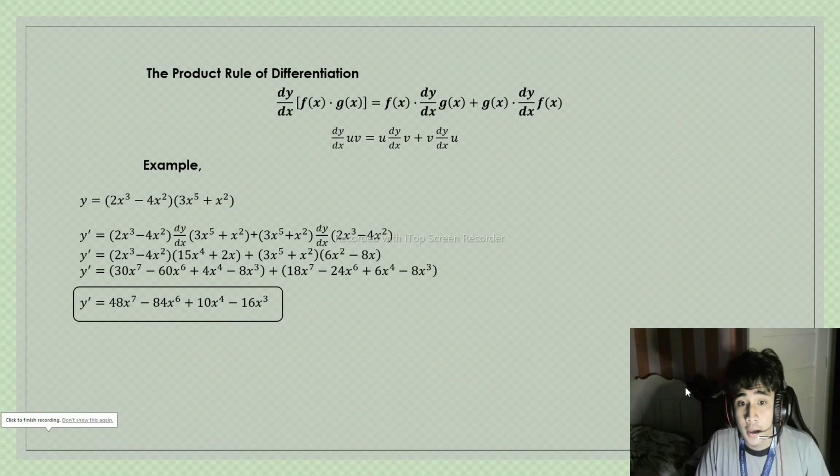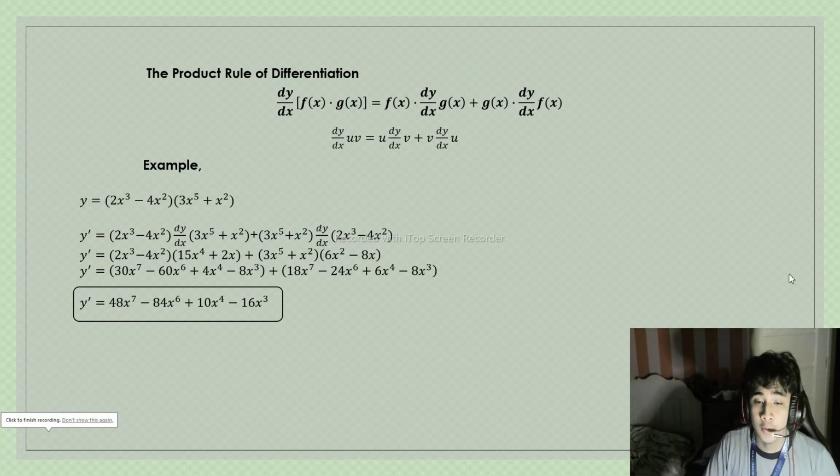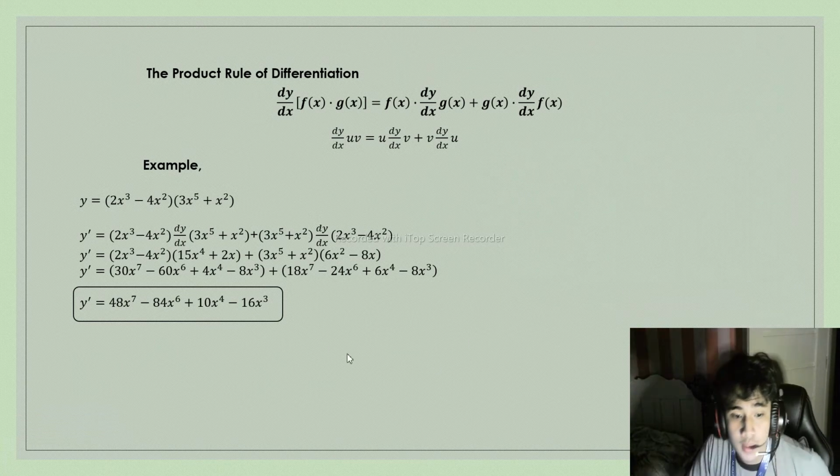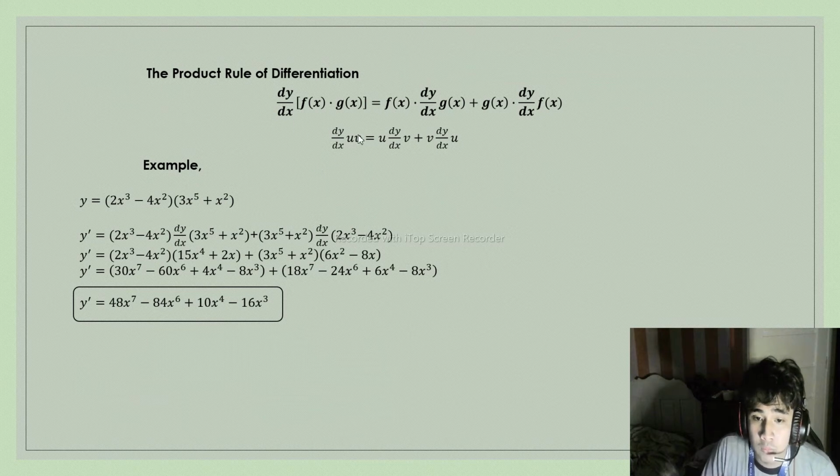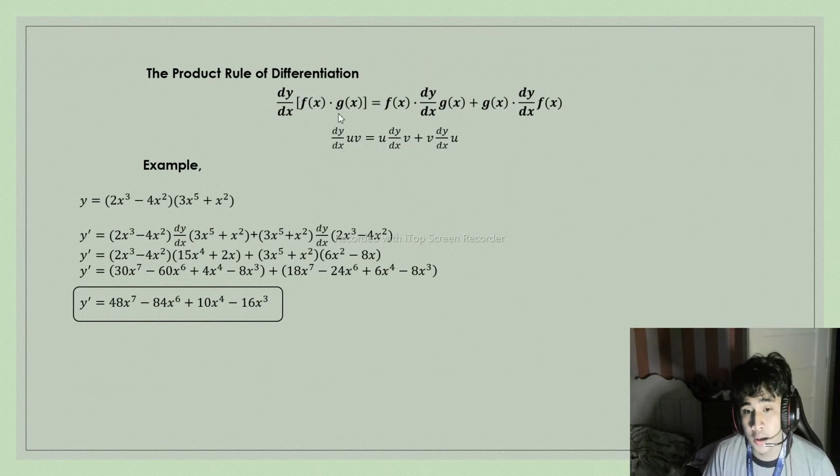And so, dito naman tayo sa product rule of differentiation or product rule of derivatives. So, first, ang ating formula ay d over dx of f of x times g of x is equal to f of x times the derivative of g of x plus g of x times the derivative of f of x. Or you can simply write it like u times the derivative of v plus v times the derivative of u.